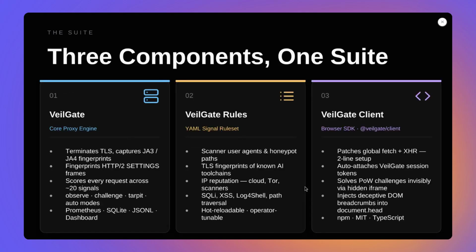So what do you get in VeilGate? You have three different components. One is the core engine itself. The second is VeilGate rules, which has the actual rules and templates for honeypots and the decoy URLs. And the third is the VeilGate client, which solves the proof of work for you. In the browser, it handles all the traffic coming from the VeilGate deception proxy, solves the HMAC signatures, and solves the proof of work for you.